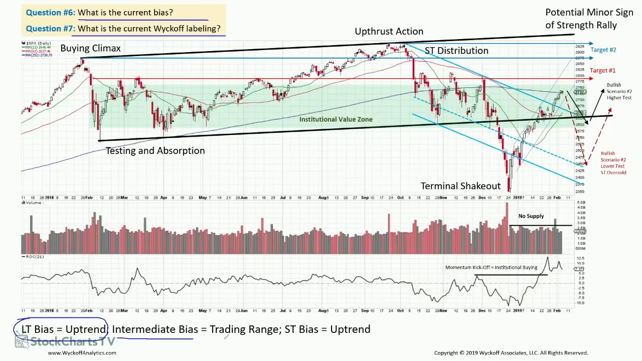The intermediate bias is a trading range. And I think if there is anything that you can take from this presentation, I would like you to take this. I would like you to think about how the structure unfolds here.